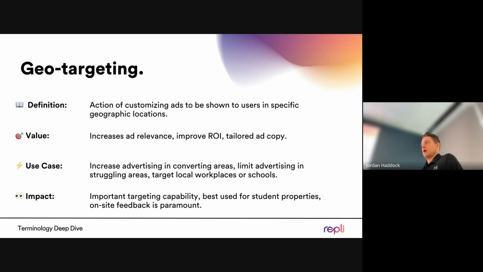In terms of towns or cities, if we don't see a strong performance from those, and that's, again, information that we can get from the on-site team, then we can pause, we can exclude those as well. Any more questions on geo-targeting?